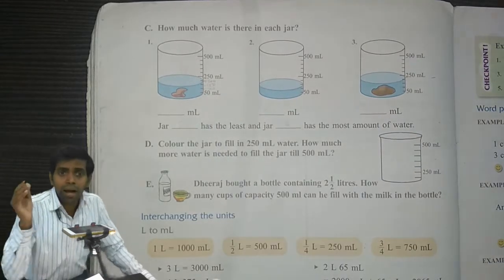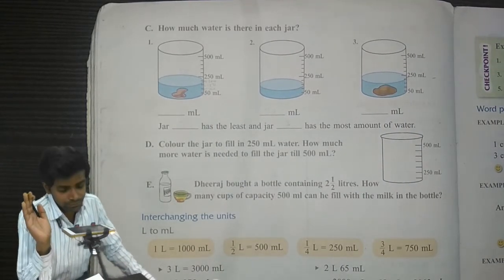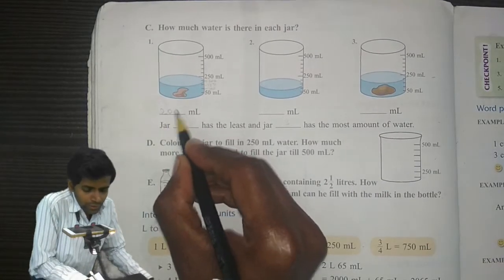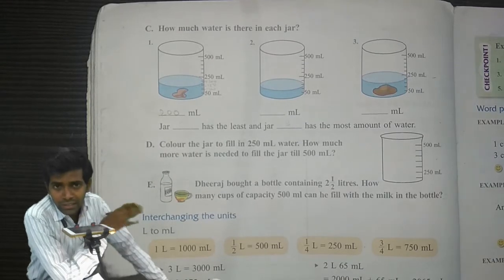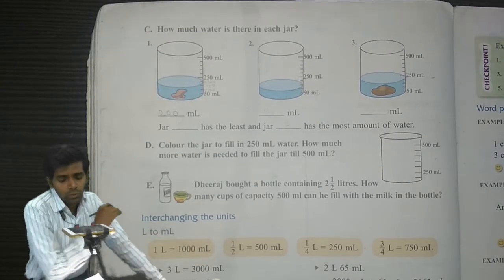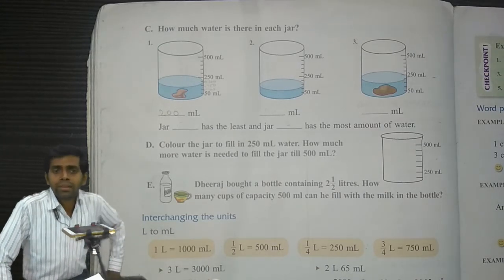So the mark which is just below the 250 is 200 milliliters. So we will write here 200 milliliters. The water inside the first jar is 200 milliliters. Okay, so now let's move toward the question number 2.